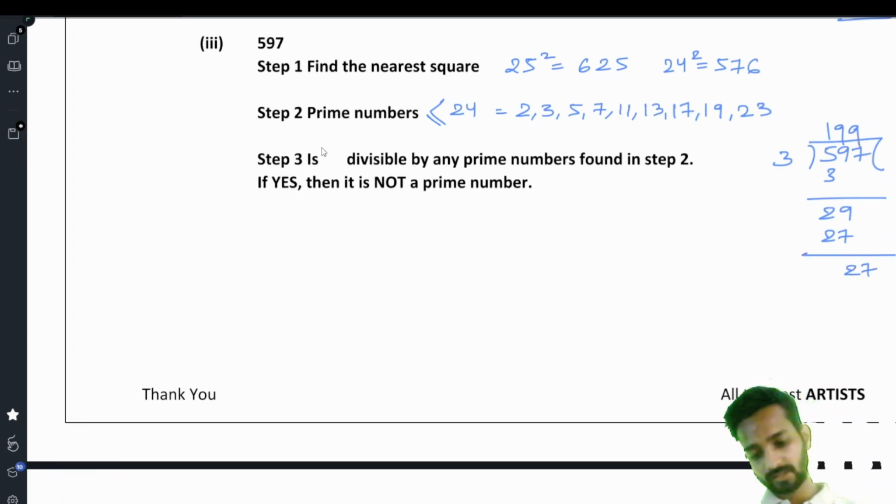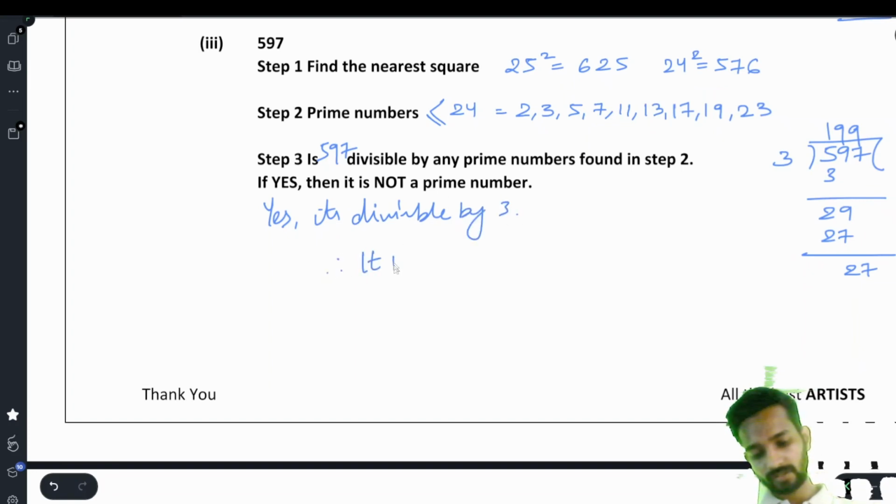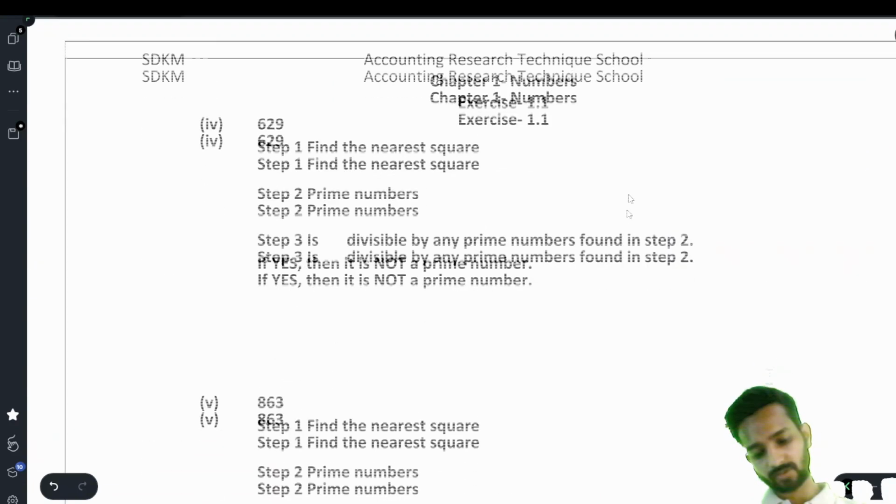So yes, we can say, is 597 divisible by any prime number? Yes, it is divisible by 3, therefore it is not a prime number. Simple enough. Now see the next question.